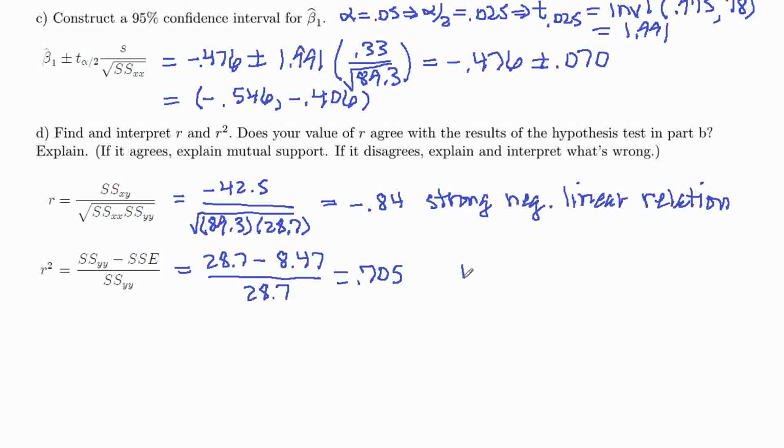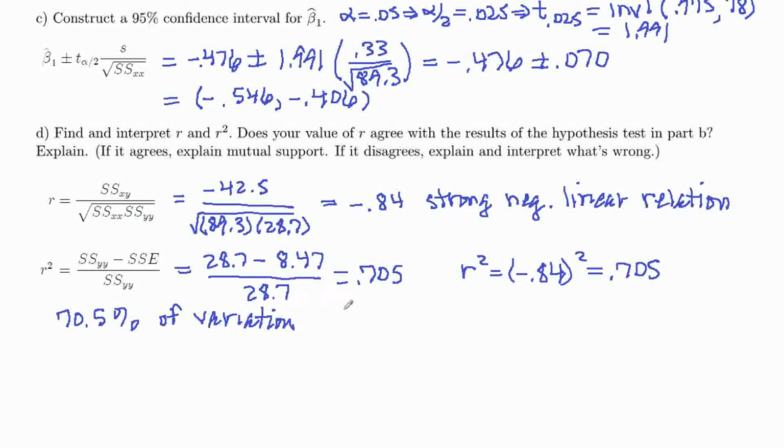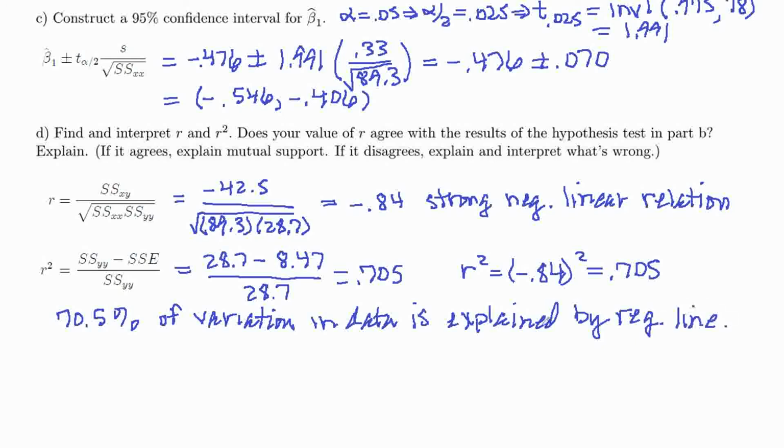And then also notice if you take our r value here, negative 0.84, and square that, you also get the 0.705. And remember what that 0.705 means. That means 70.5% of the variation in the data is explained by the regression line. And that's a fairly high percentage.